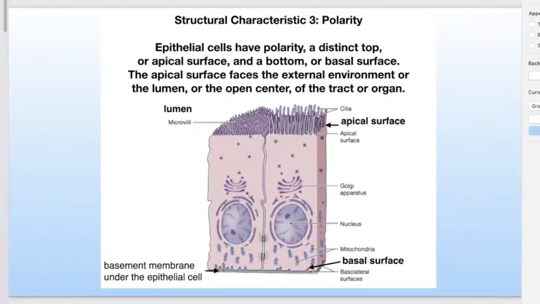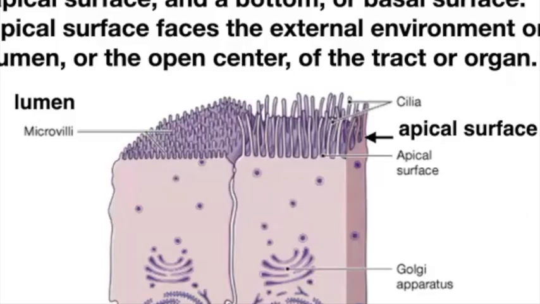Epithelial cells have polarity, which means they have a distinct top or apical surface and a bottom or basal surface. The apical surface faces the external environment or the lumen of the tract or the organ. The lumen is the open center of the tract or the organ.